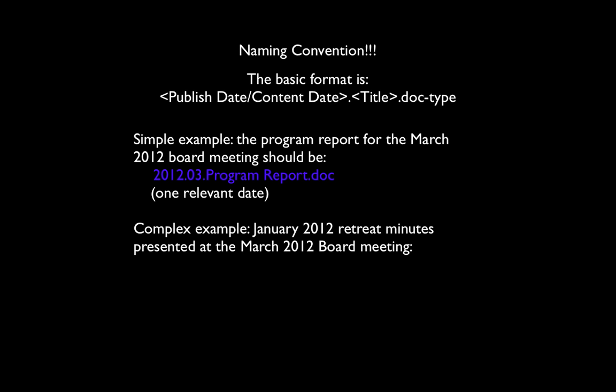A complex example is that at many of our board meetings we present the minutes for the prior board meeting. For example, we presented the January 2012 retreat minutes at the March 2012 board meeting. So that has two relevant dates, and it would look like this: 2012.03 for the meeting we're presenting it at, and then we just write in the title the January part, January 2012 retreat minutes, which makes it pretty easy to figure out what this document is about.